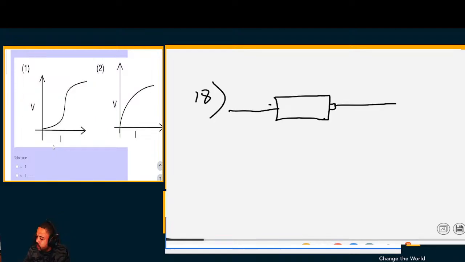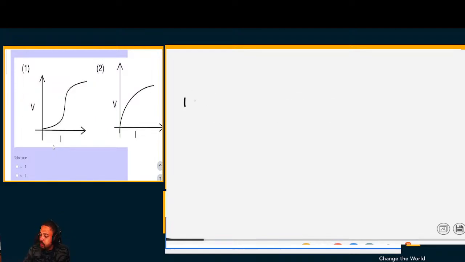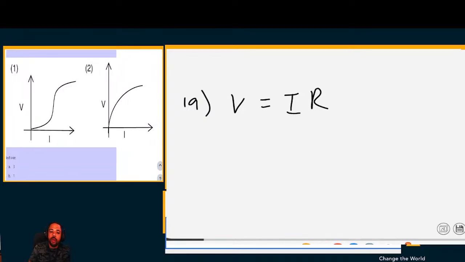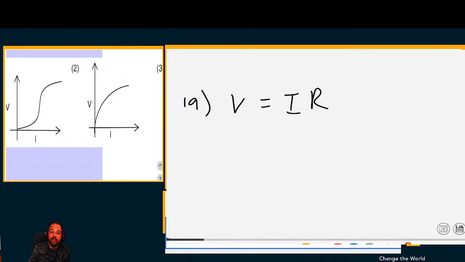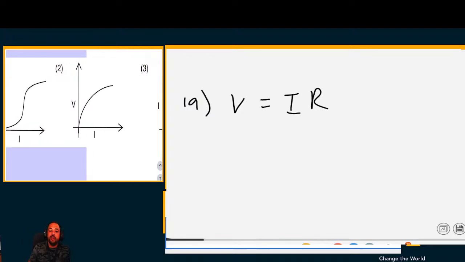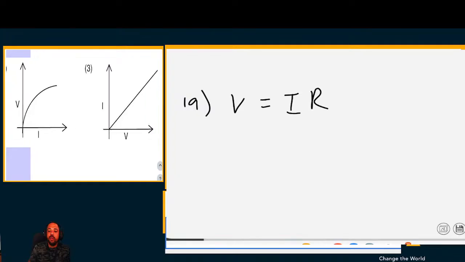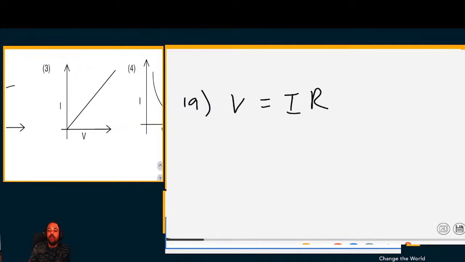An ohmic conductor is one that, well, follows Ohm's law. V is equal to IR. Now, which of these graphs represents Ohm's law? Is it the first one? This looks like a snake. Is it the second one? Is it the third one? Number 3. Is it the fourth one?